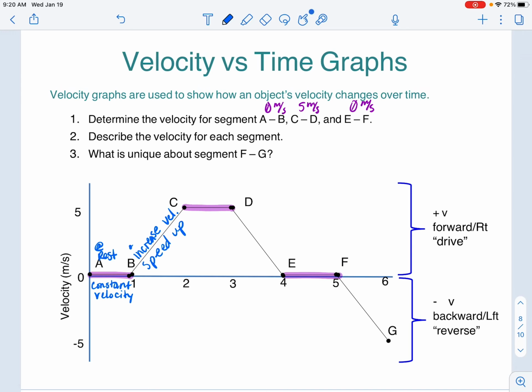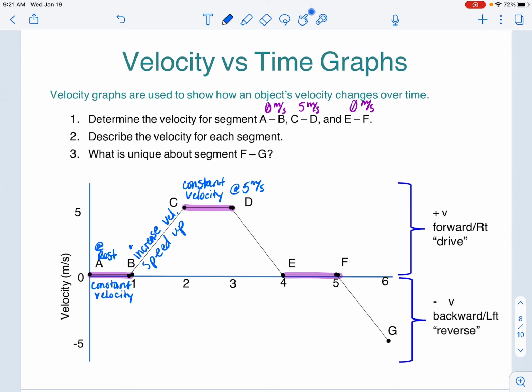For segment CD, this is asking us to describe the velocity, so we're going to go to the y-axis because that's where the velocity is located, and it is at a value of 5 meters per second the whole time. So we could say that this is a constant velocity. And I want to point out to you that this is not an object that is at rest. This is a constant velocity of 5 meters per second. Okay, so again, we are evaluating the y value, not the slope, to describe velocity, so be careful with that.